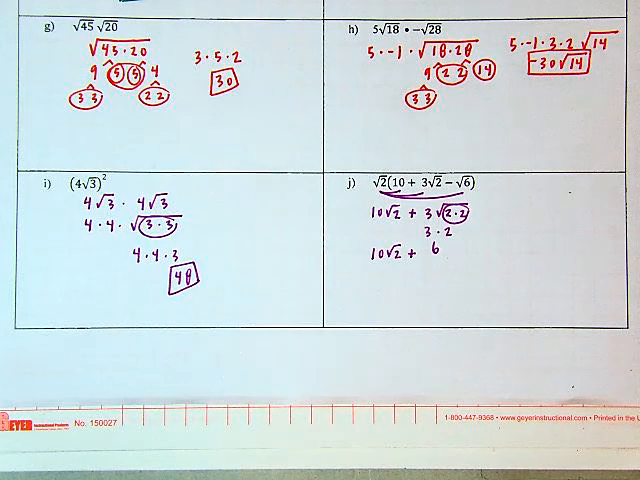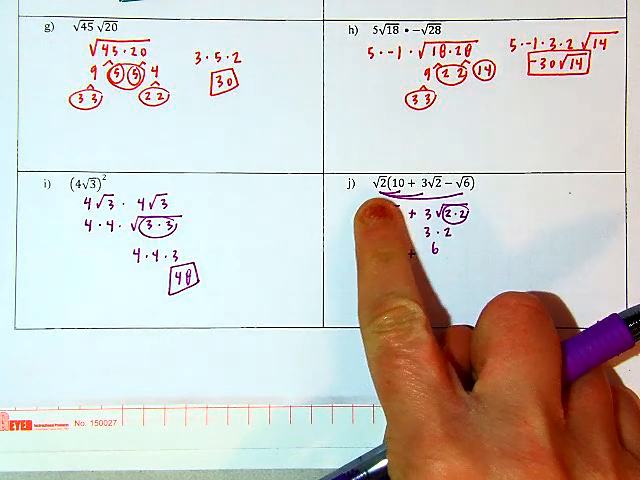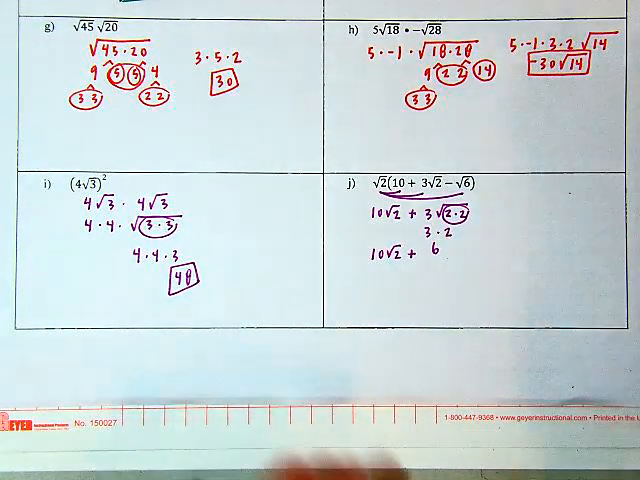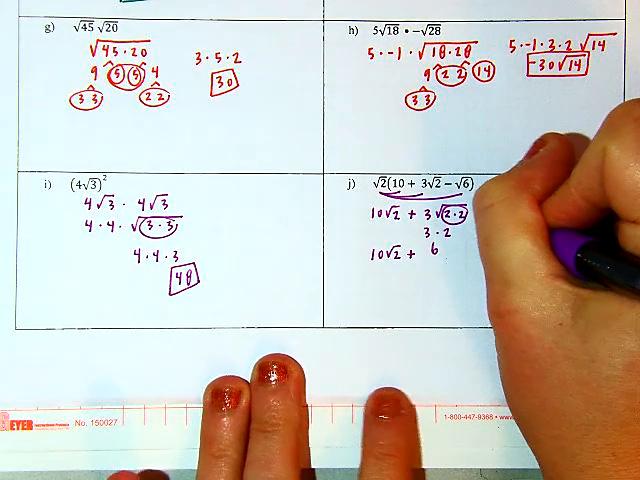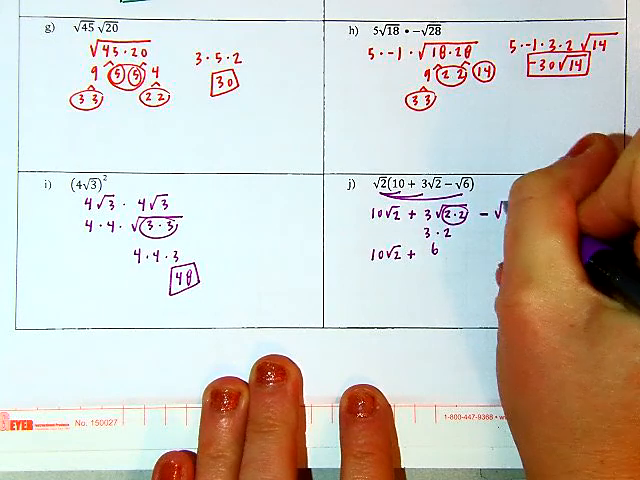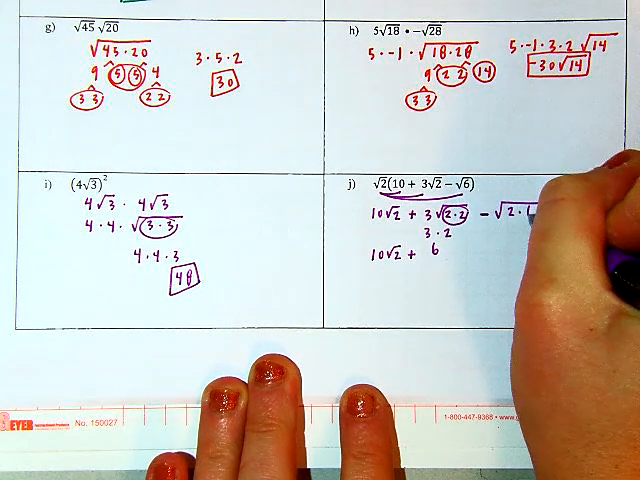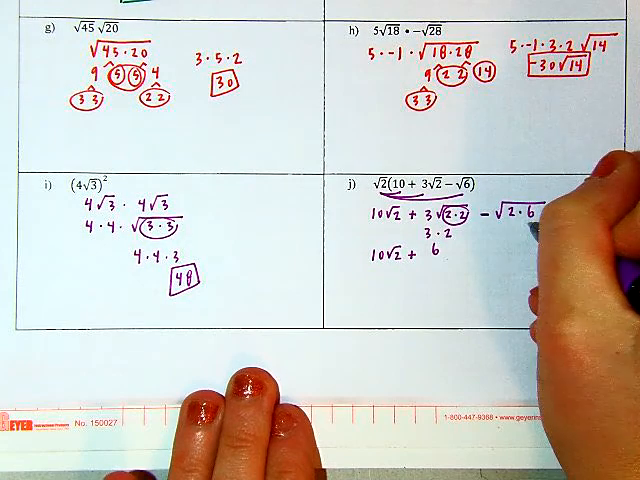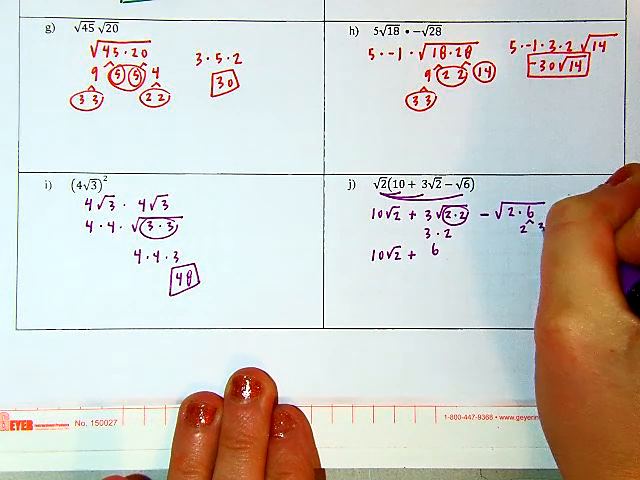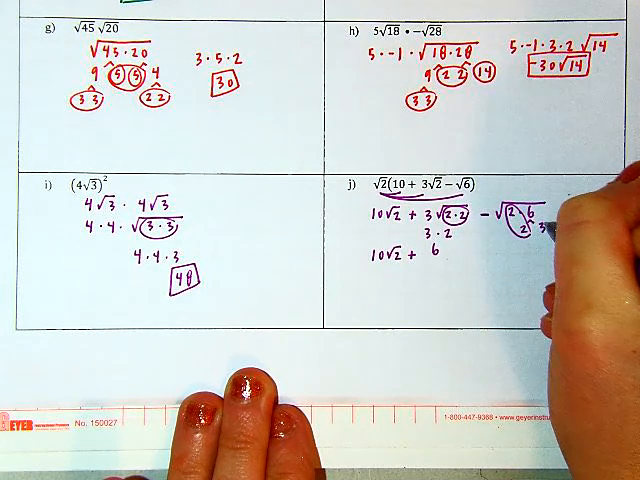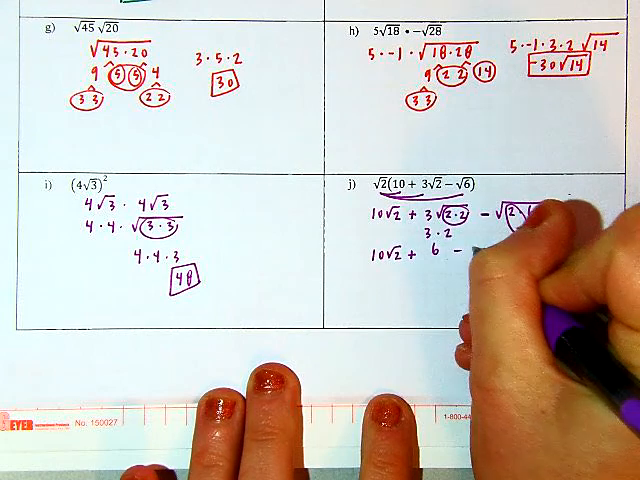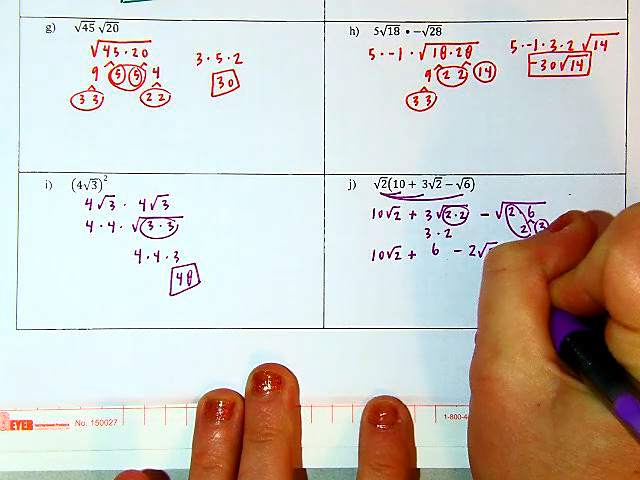And then lastly, multiplying the root 2 times the negative 1 root 6. So I know it's going to be negative 1 or minus, and then square root of 2 times 6 like that. And then I'm just looking for my pairs. So 6 will give me a 2 times 3. Here's a pair of 2s. That 3 stays behind. So I get minus 2 root 3.